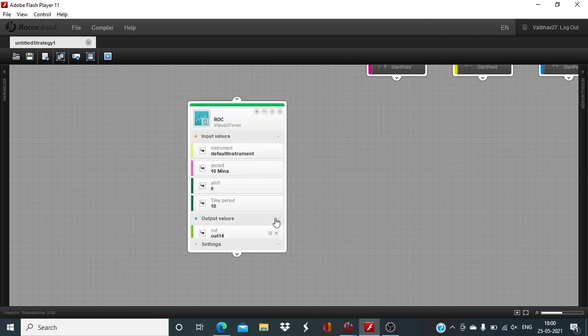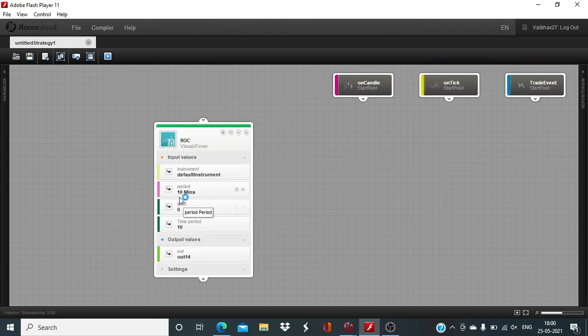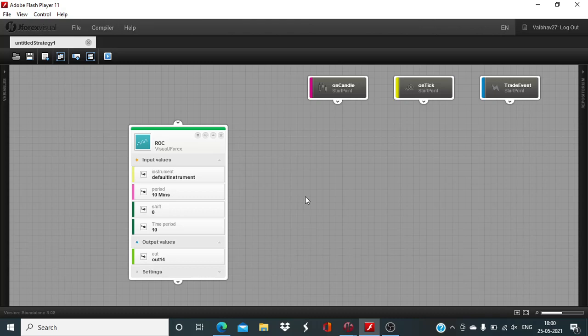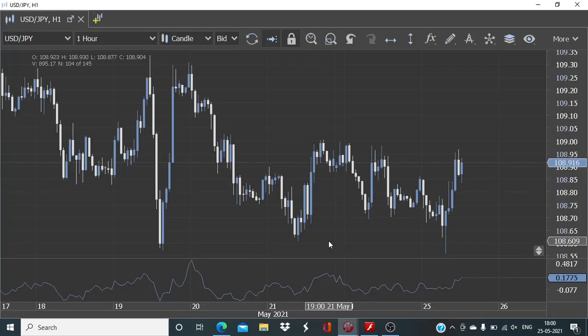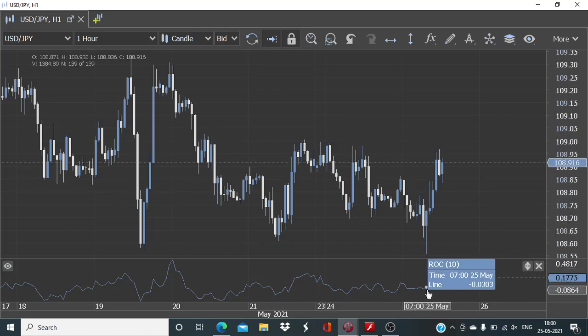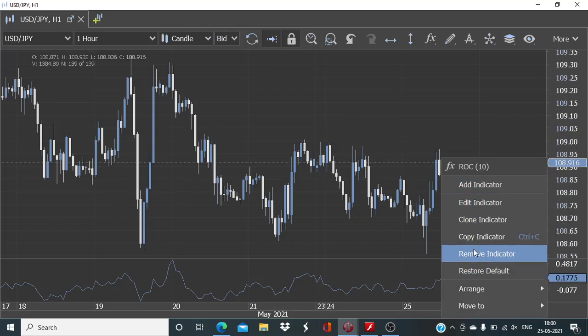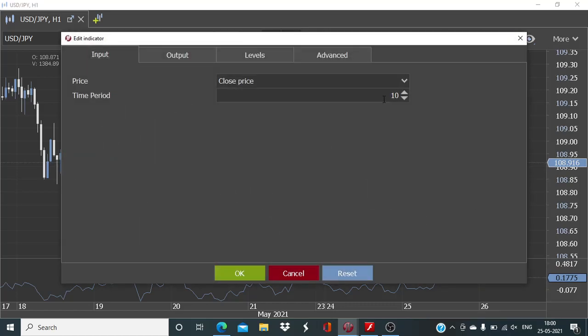Here you have to define the input parameters depending on which you get the output, and the default value is 10. That simply means the price change over the last 10 candle periods will be measured, and it will be expressed in percentage points. For this session, I'm going to use a different value. Instead of 10, we will be using the value of 12. So that is one difference. So I will change this to 12.